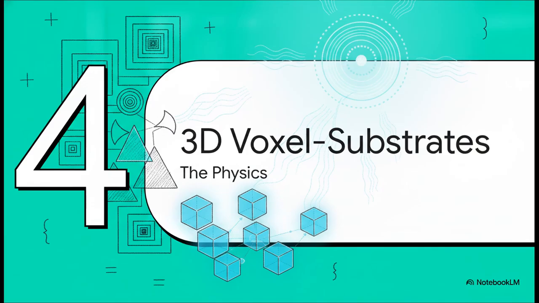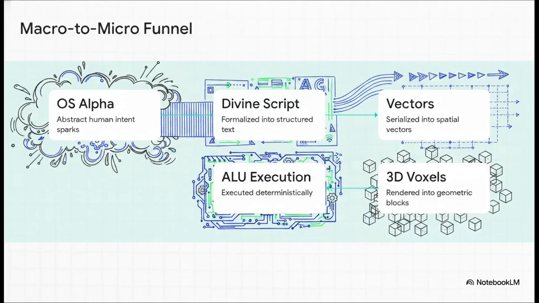Okay, Section 4, building 3D voxel substrates. Let's look at the actual physics of it all. So, we've got perfect math and perfect logic. But how does this abstract stuff physically manifest so we can use it? Well, we use what's called a macro to micro funnel. It's like we squeeze our abstract human intent, that spark in OS alpha, through a rigid textual bridge. Raw intent becomes structured text, which is serialized into precise spatial vectors, then rendered into actual geometric 3D voxel blocks before finally being executed deterministically by the hardware.